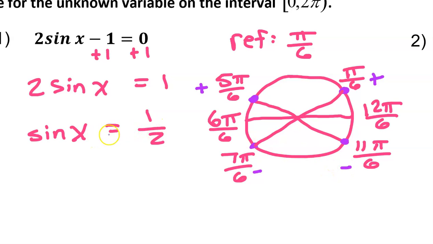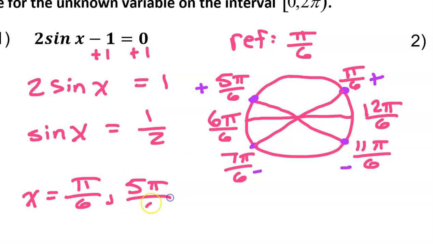So since I want positive 1/2, the solution will be x is equal to pi over 6 and 5 pi over 6. Notice if this had been negative 1/2, then I would want the value to be negative. So I would pick 7 pi over 6 and 11 pi over 6, where the sine function is negative.